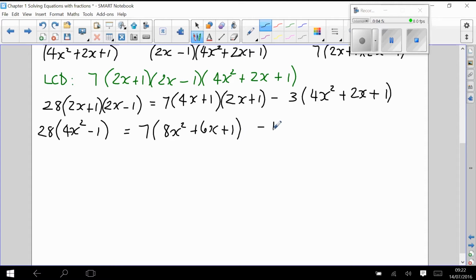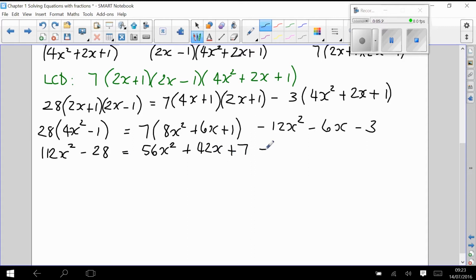do that immediately, and the answer is going to be minus 12x squared minus 6x minus 3. Now finally distributing the 28 into its bracket, I'm going to get the following results. 112x squared minus 28 is equal to 56x squared plus 42x plus 7. Still minus the 12x squared minus 6x minus 3 that I had before.